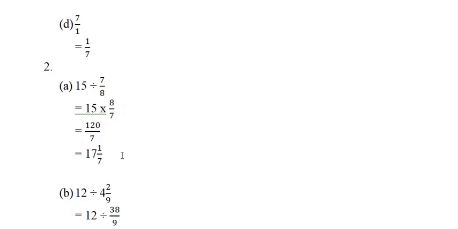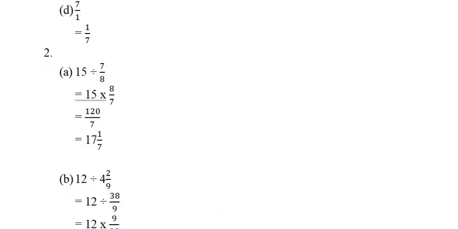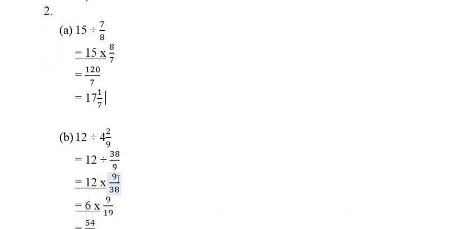Now similarly in question number b, it is 12 divided by 4, 2 by 9. 4 as a whole number, 2 by 9. Now convert this mixed fraction into an improper fraction. First of all, don't change this sign, don't do any kind of reciprocal out here. So 12 divided by 38 by 9. Now after this you can convert into a reciprocal. Now reciprocate this fraction. 38 by 9 will be 9 by 38. You will solve out here.